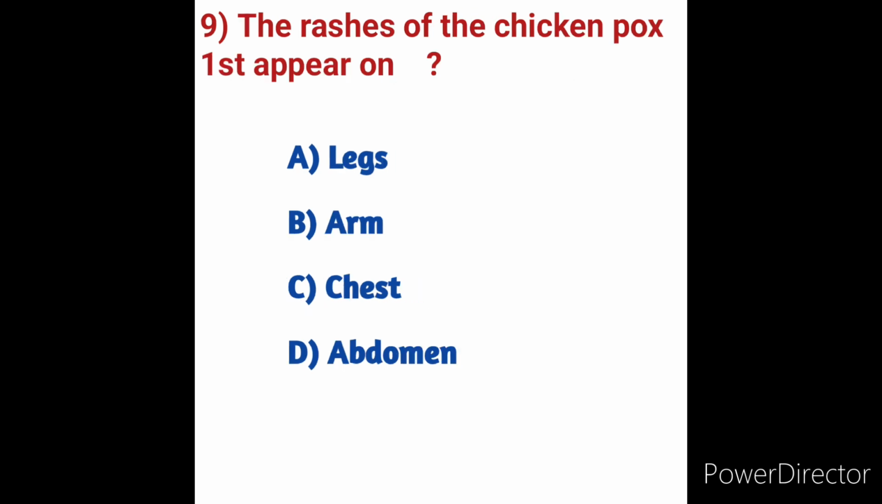The rashes of chickenpox first appear on. The chickenpox rashes will appear first at which site? We will see here the options. Option A, legs. Option B, arm. Option C, chest. Option D, abdomen. The rash may first show up on the chest and back, then face, then spread over the entire body, including inside the mouth, eyelids or genital area.